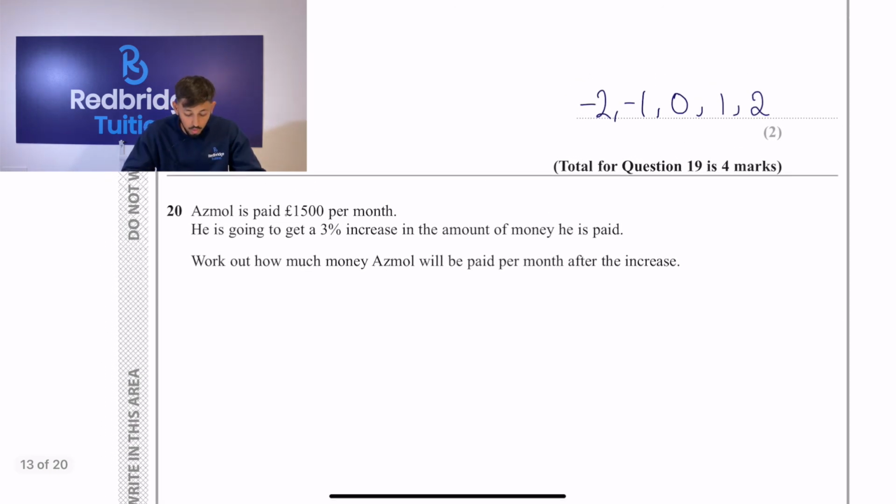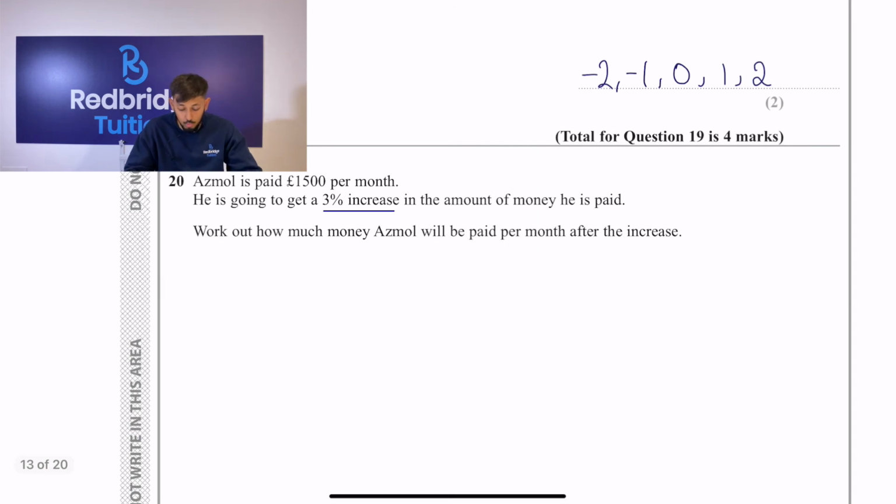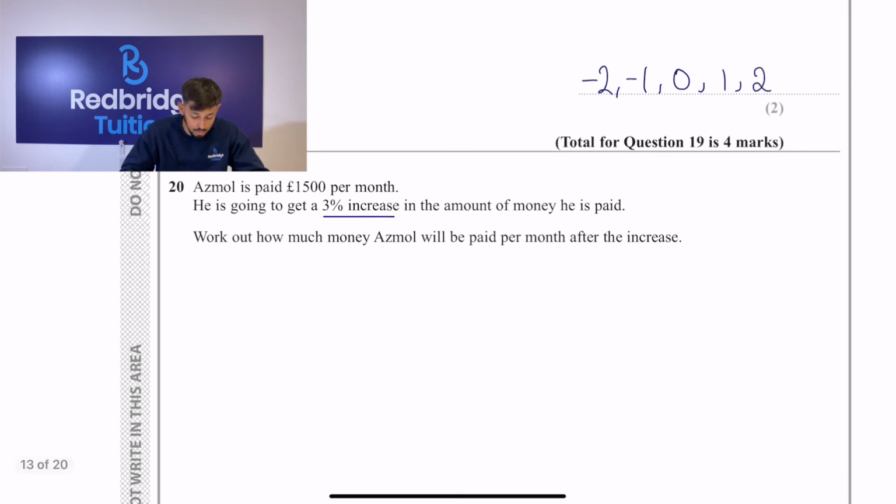Asmol is paid £1,500 per month. He is going to get a 3% increase in the amount of money he is paid. Work out how much money Asmol will be paid after the increase. So what we need to do here is work out 3% of 1,500. There are a few ways to do this, but the way that I'm going to do it is by working out 1% of 1,500 first.